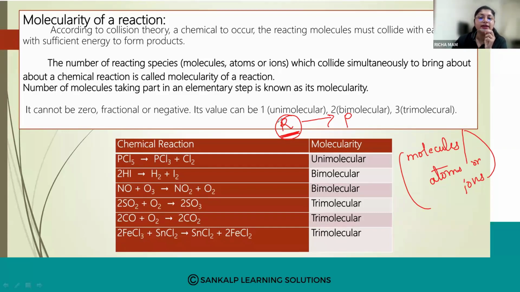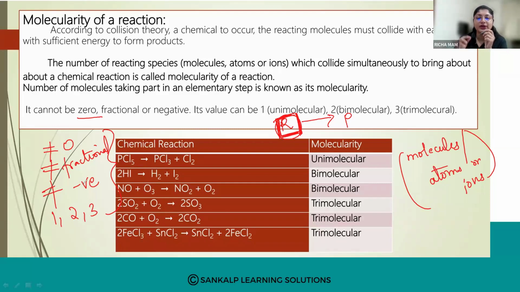So the molecularity depends on what? It depends upon the number of reacting species. And this molecularity of reaction cannot be zero, it cannot be fractional, and it cannot be negative. It can have a whole number value: 1, 2, and 3, like that.